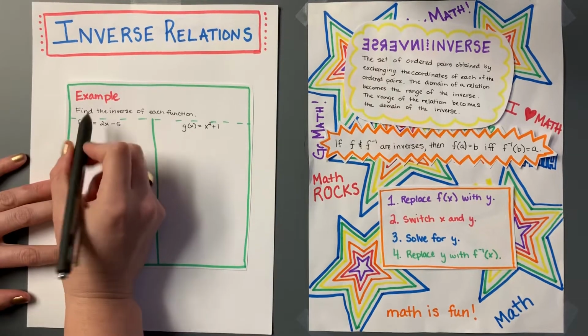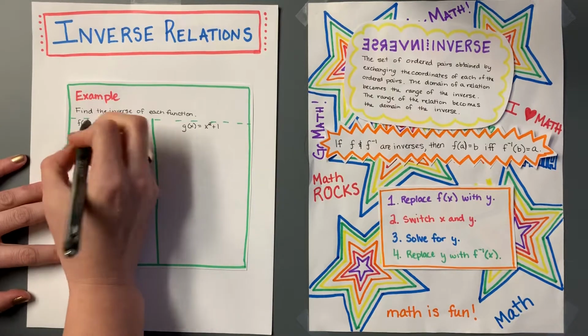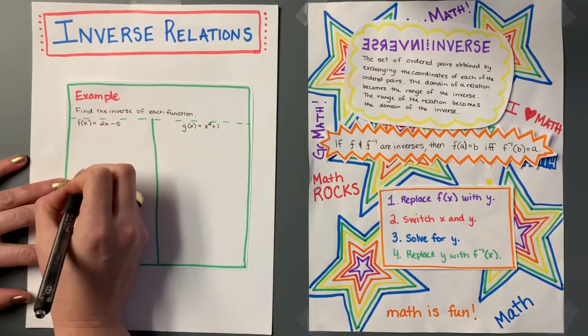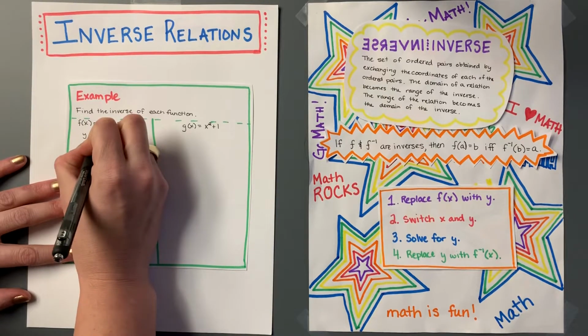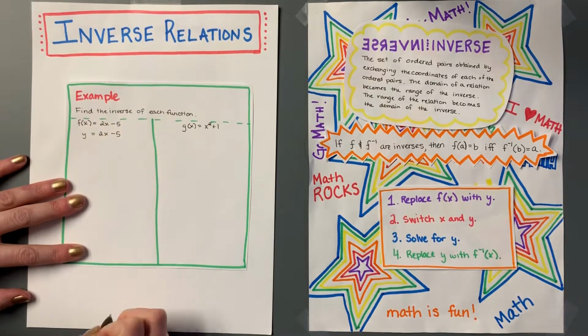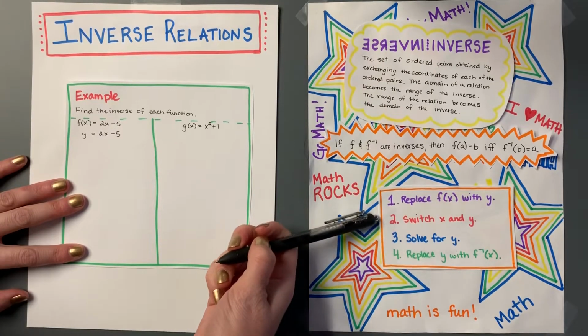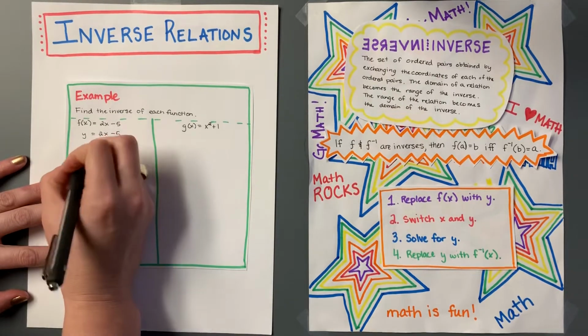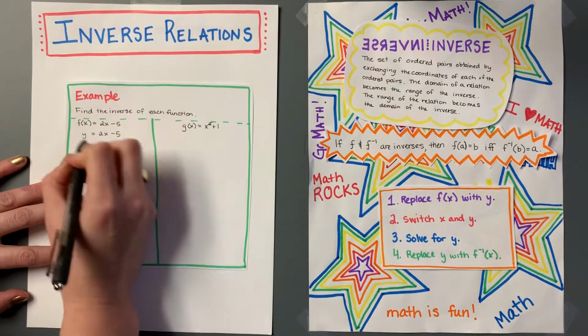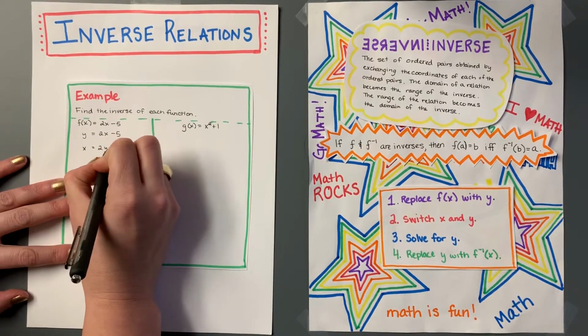So the first thing we're going to do is replace f of x with y. In this case, f of x equals 2x minus 5. I'm going to replace f of x with y, so that becomes y is equal to 2x minus 5. The next thing I'm going to do is switch x and y. So everywhere I see y, I'm going to replace it with an x. And everywhere I see x, I'm going to replace it with a y.